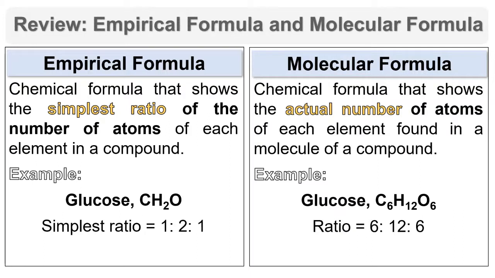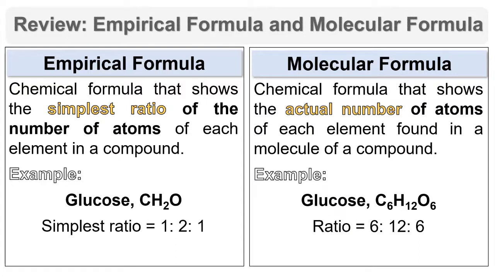For example, the empirical formula of glucose is CH2O. The formula shows that the simplest ratio of the number of carbon atom to hydrogen atom to oxygen atom is 1 to 2 to 1.